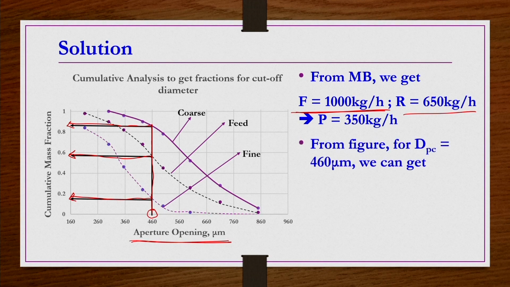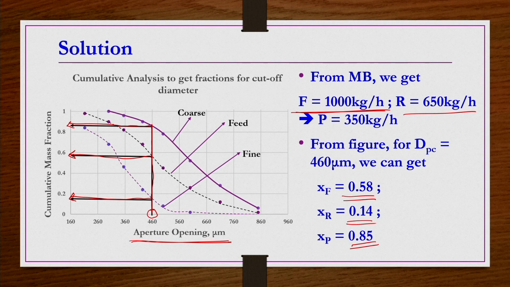From this graph, for DPC 460 microns, we get XF as 0.58, that is, at the point where the vertical line intersects the feed curve, the corresponding mass fraction on the y axis should be taken as XF. Similarly, XR at 460, when you draw a vertical line wherever it intersects the fines, the corresponding y axis value should be taken as XR, that is 0.14. Likewise, XP is 0.85.